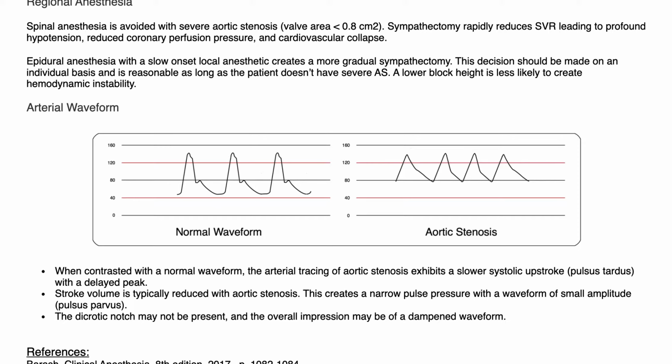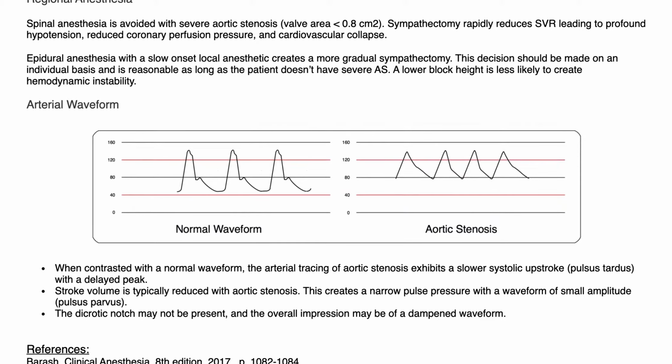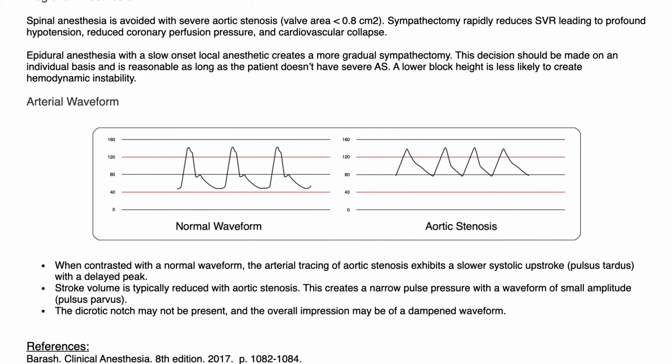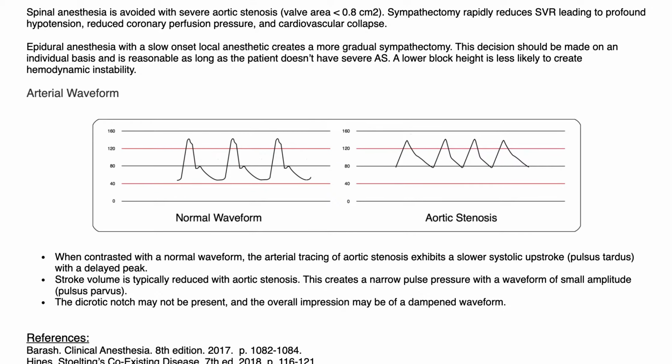The following depicts arterial waveforms. The left is a normal waveform, and the right is aortic stenosis. Notice the dampening of the dicrotic notch. When contrasted with a normal waveform, the arterial tracing of aortic stenosis exhibits a slower systolic upstroke, meaning pulsus tardus, with a delayed peak. Stroke volume is typically reduced in aortic stenosis.